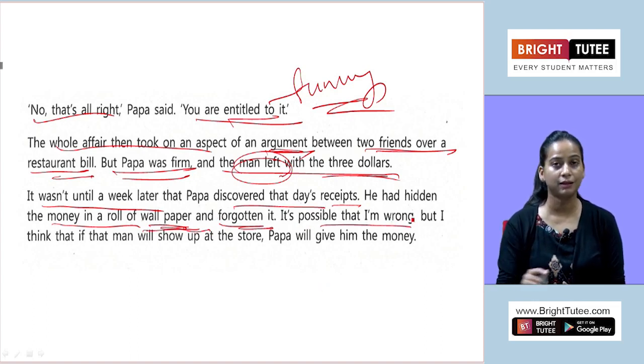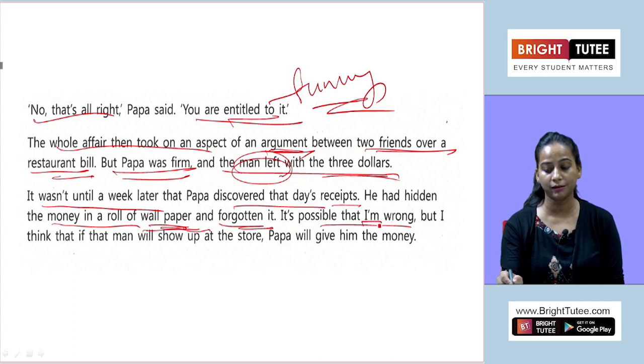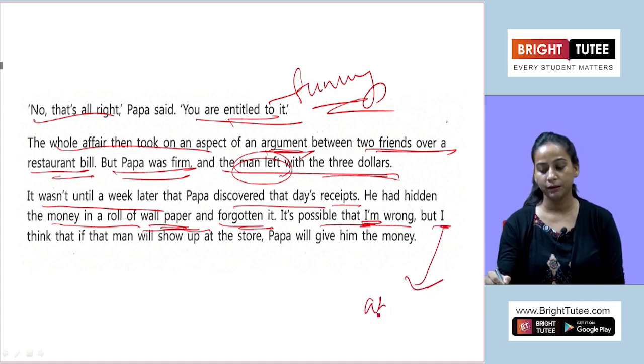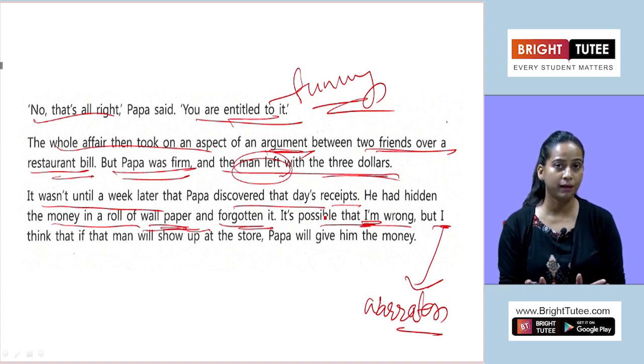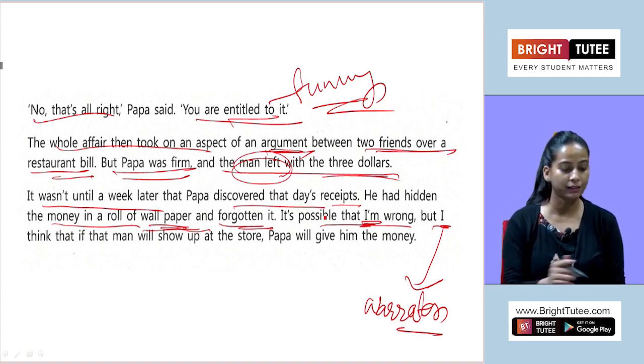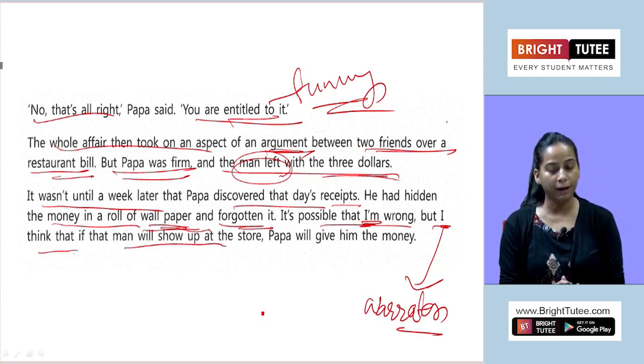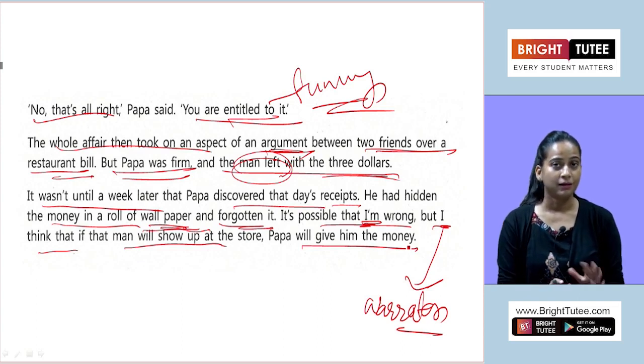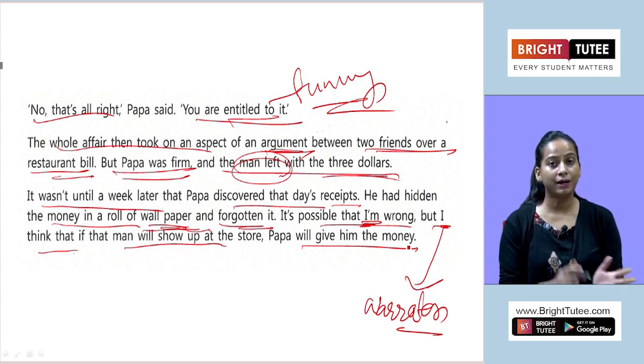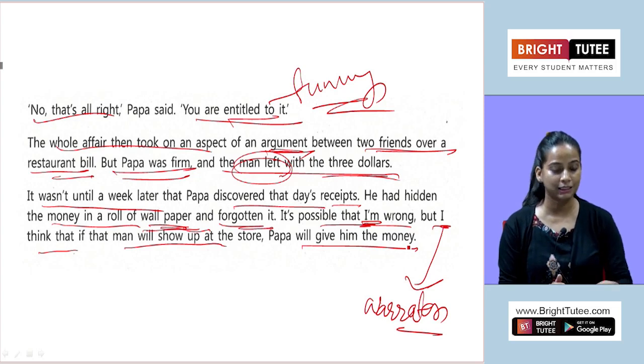It is possible that I am wrong. Now the narrator is saying, here I stands for the narrator. Wherever I is used here, it is for the narrator. He said, maybe it is the possibility that I am wrong, but I think that if that man will show up at the store, Papa will give him the money. He's saying, might be I am wrong, but I am sure that if that person, the robber, is again present at the store, father is going to hand over to him the money as he kept with himself, because later on he recalled where all the money was kept.